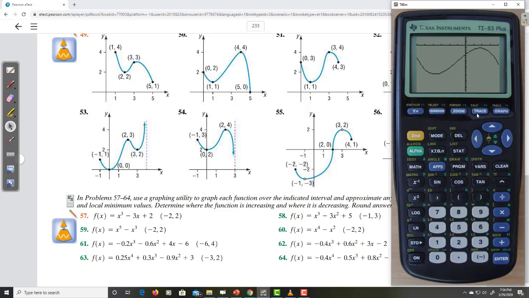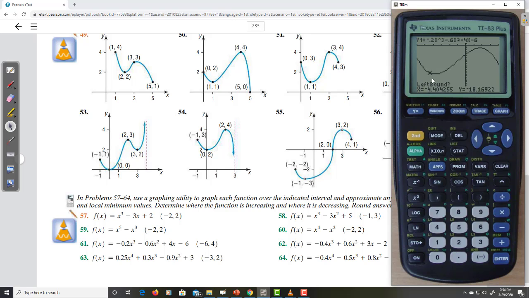You can just try and approximate them with the trace, but we can be a little bit more accurate than that because there are functions in the calculator for doing this. If you go into the calc menu, I believe it's actually short for calculus because the work for doing it is a calculus problem, but the calculator will do it for you. Let's see, if you go into second of trace, you get minimum and maximum. So we'll start off with minimum.